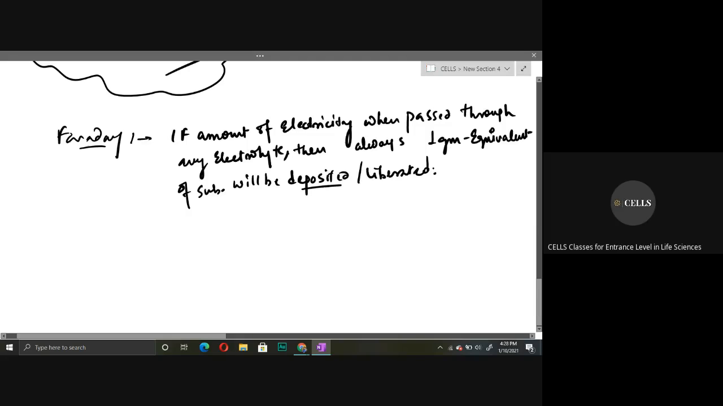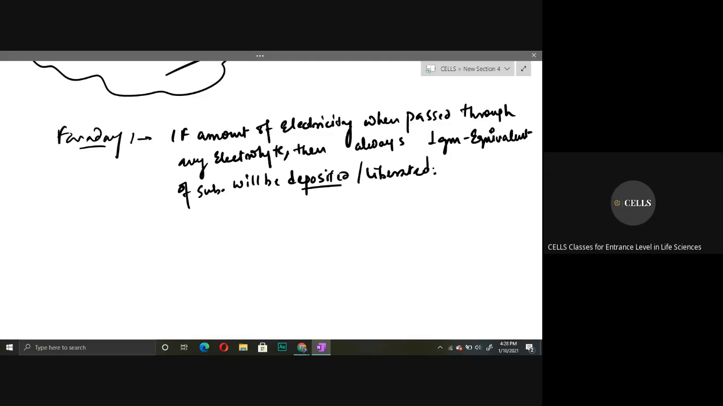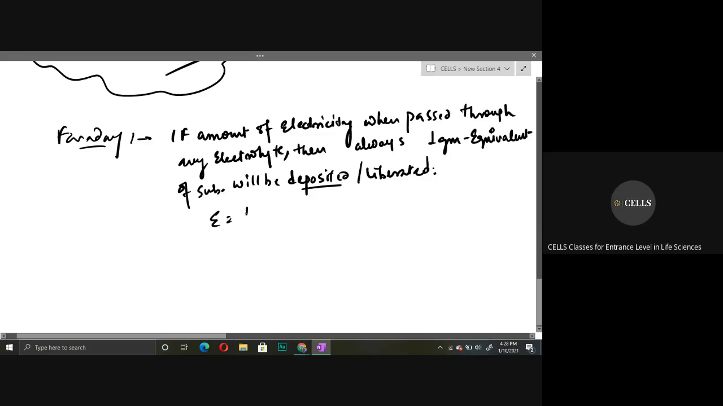See this very carefully. Suppose if you give 1 Faraday amount of electricity, so you will get a deposition of 1 gram equivalent weight. Now, equivalent weight is nothing but the atomic weight by the valency. E is the equivalent weight, A is the atomic weight. So if you give 1 Faraday amount of electricity, you always get 1 gram equivalent deposition. Molecular weight by its valency, that will also be the case.